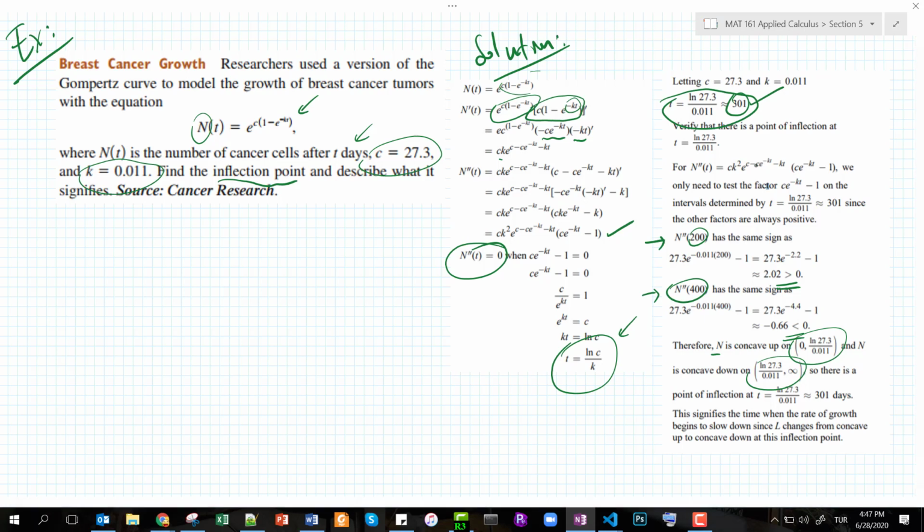What does that mean? What type of information can I derive from the inflection point? Look at it. It says the rate of growth begins to slow down, since I know that the inflection point goes from concave upward to concave downward. So this is the inflection point. As you see, it starts decreasing. So the rate of change here, the rate of number of cancer cell growth, will decrease. That is what I can derive.